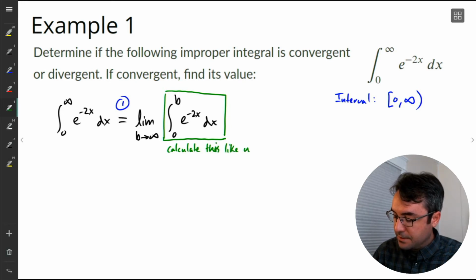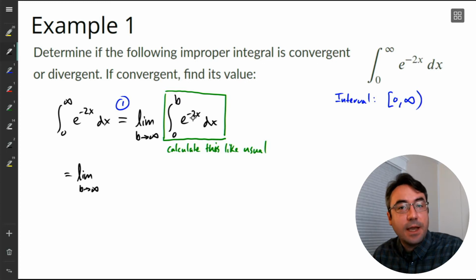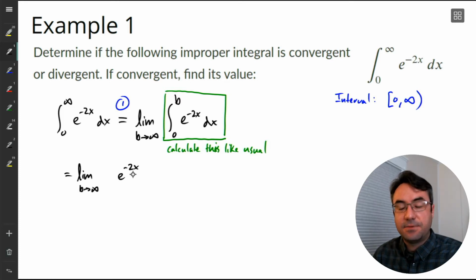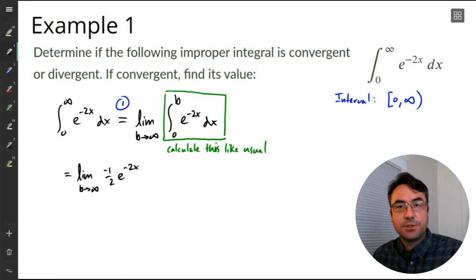And we're just going to calculate this definite integral just like we normally would. All right, so let's find the antiderivative. What's the antiderivative of e to the negative 2x? Well, that's one of our k-forms. So it's going to be e to the negative 2x, and then we take that constant that's in front of the x, flip it, put it in front. So that's just one of our usual k-form integrals.